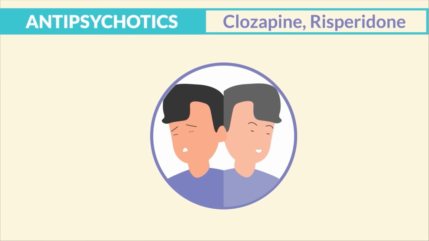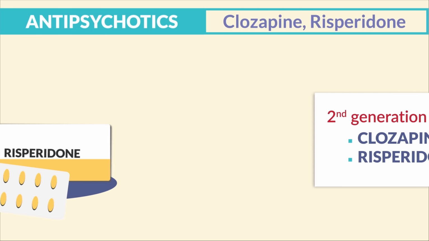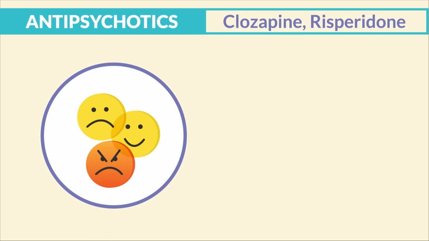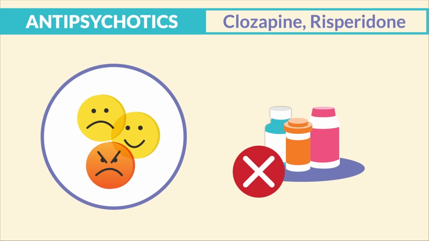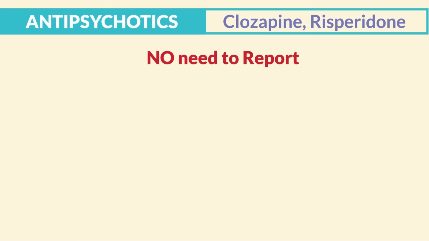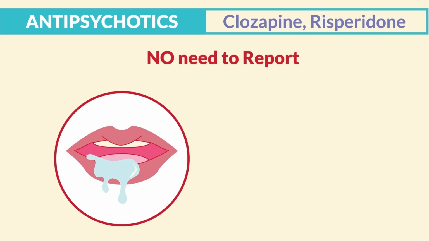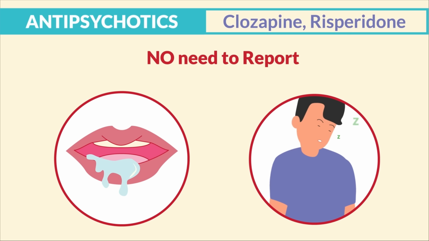Now let's cover the second generation atypical antipsychotics. We have clozapine and risperidone. Now again, the indication is for schizophrenia and schizoaffective disorders, specifically in clients that have not responded to other antipsychotics. Now some common side effects which no need to report. We have weight gain, so we teach clients about weight management, and also hypersalivation, or basically drooling. And a big one here is sedation, but it usually improves with increased tolerance.